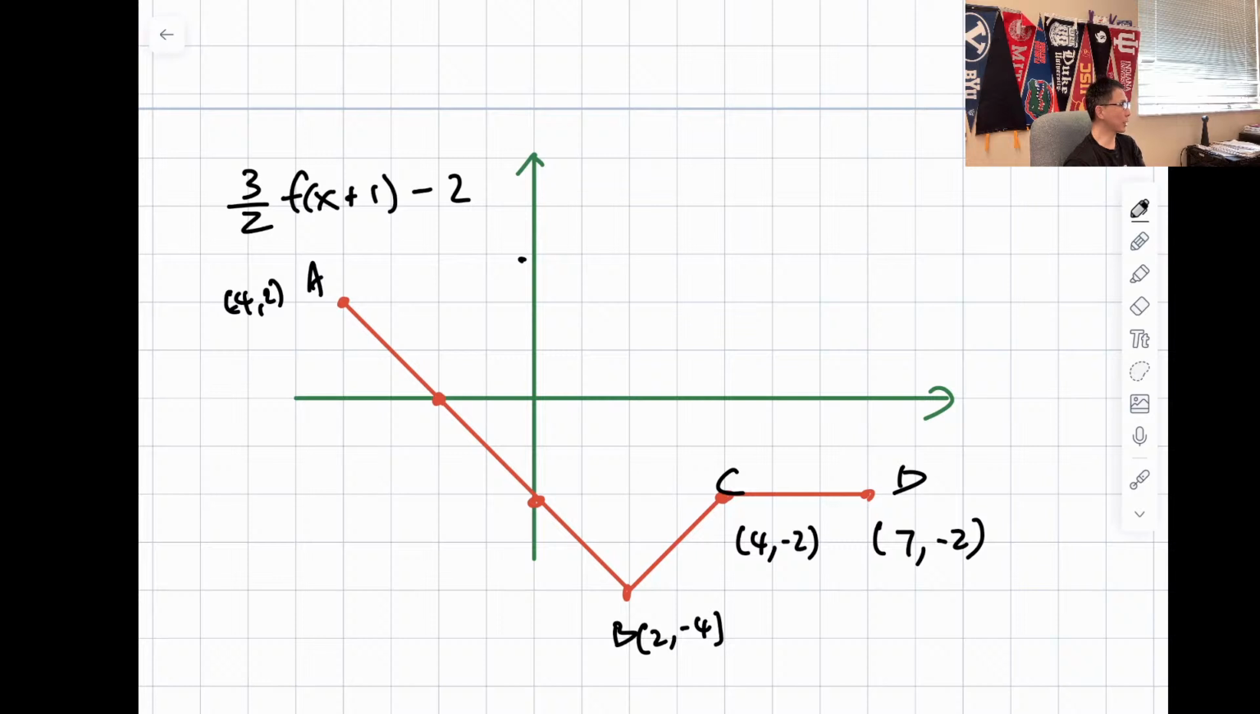Later on, we're gonna have to do this with the sine graph, cosine graph, secant graph, tangent graph, cotangent graph. So essentially, if you understand right now, later on it's gonna be much easier.